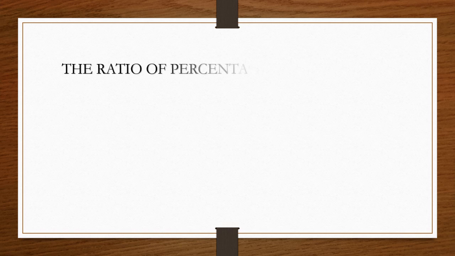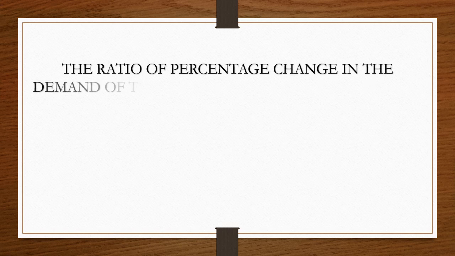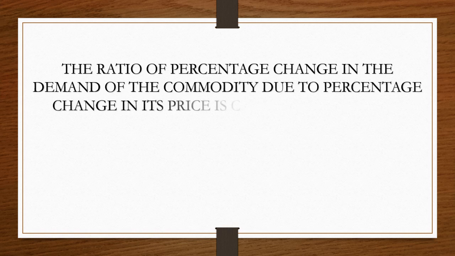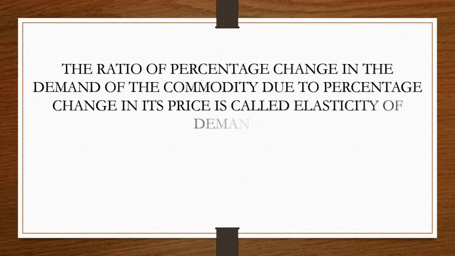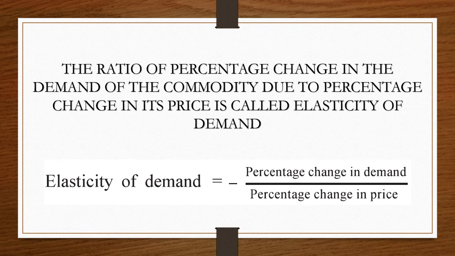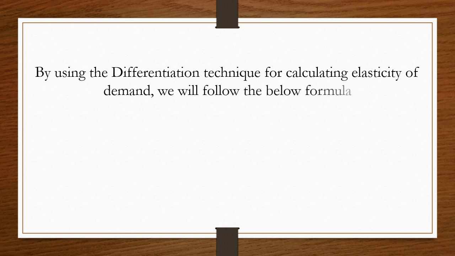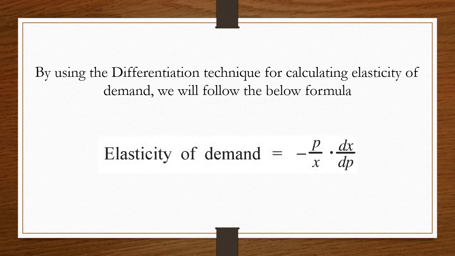Now, the ratio of percentage change in the demand of the commodity due to percentage change in its price is called elasticity of demand. But this is the definition, and this is the actual formula which is given in your economics textbooks of 11th. So this is pretty basic. What we are going to do is that by using the differentiation technique for calculation of elasticity of demand, we will follow the below formula. That is, elasticity of demand will be negative P upon X into dx upon dp.